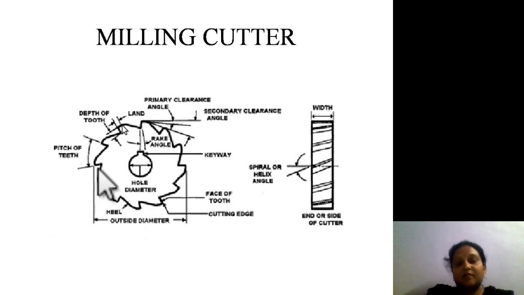So the distance between two edges of two consecutive teeth is called its pitch. And the complete outer dimension of this wheel is called the outer diameter, and this sharp edge is called the cutting edge. Each face of it, that means each one complete edge with all the features, is called its tooth. It means one tooth, and here is the gateway, and here is the hole.